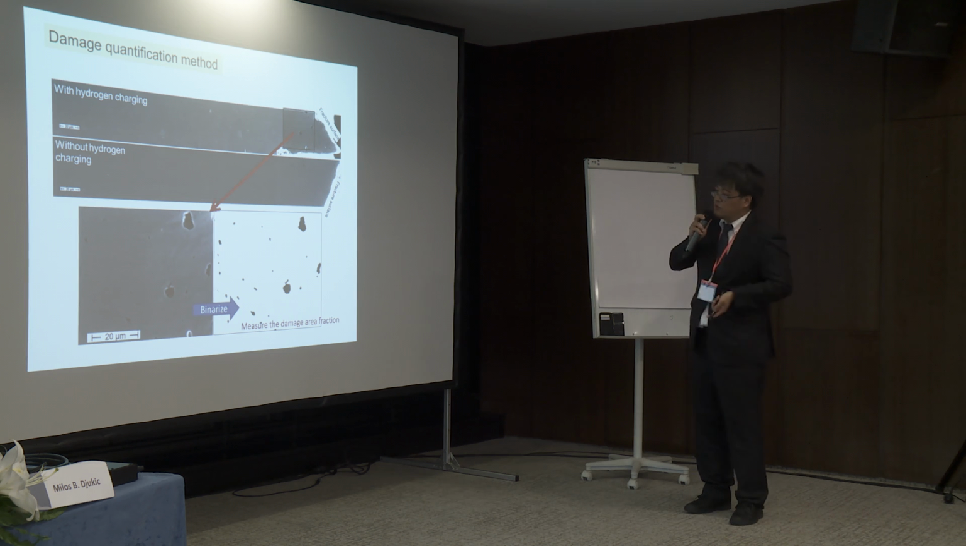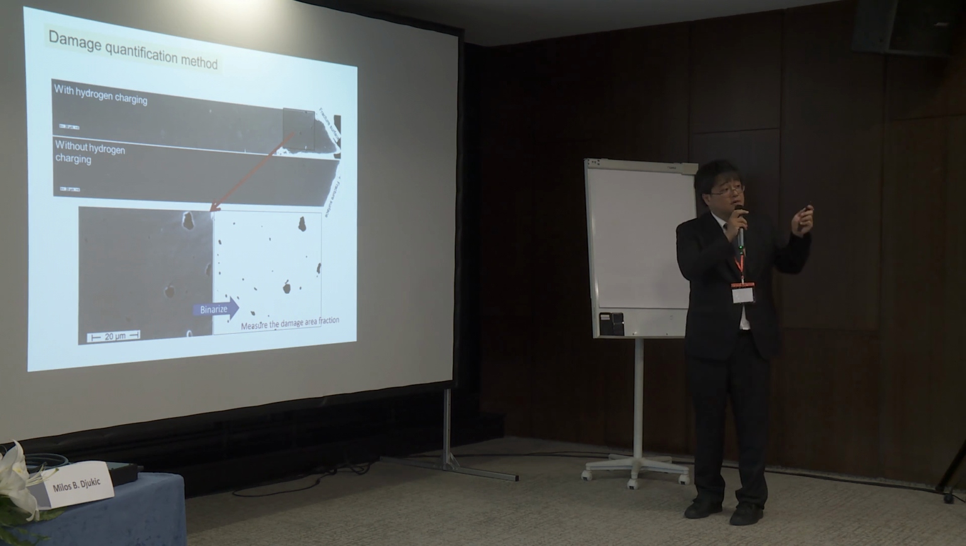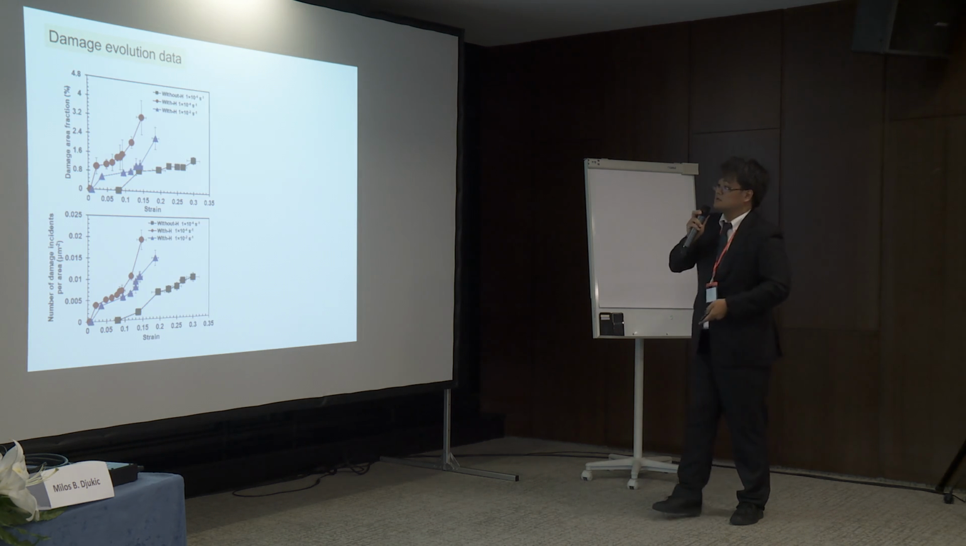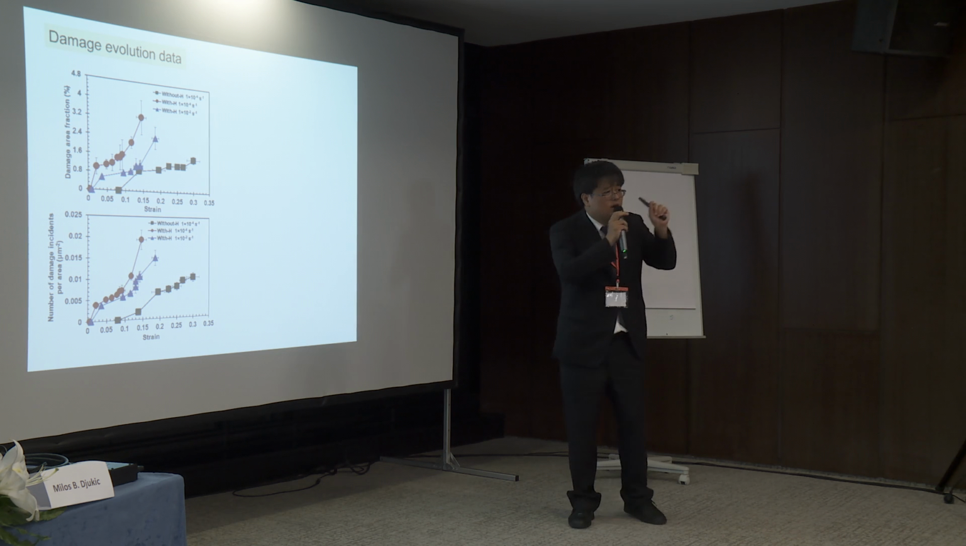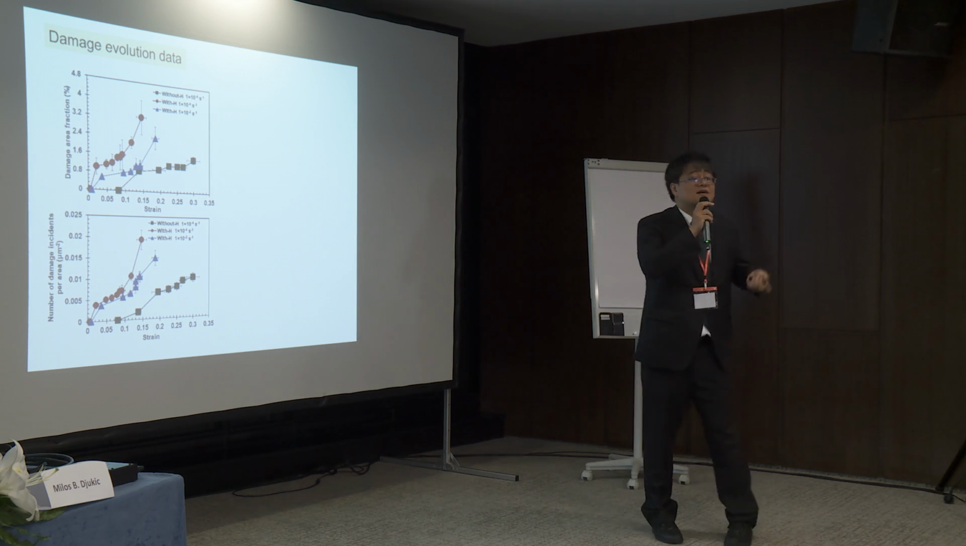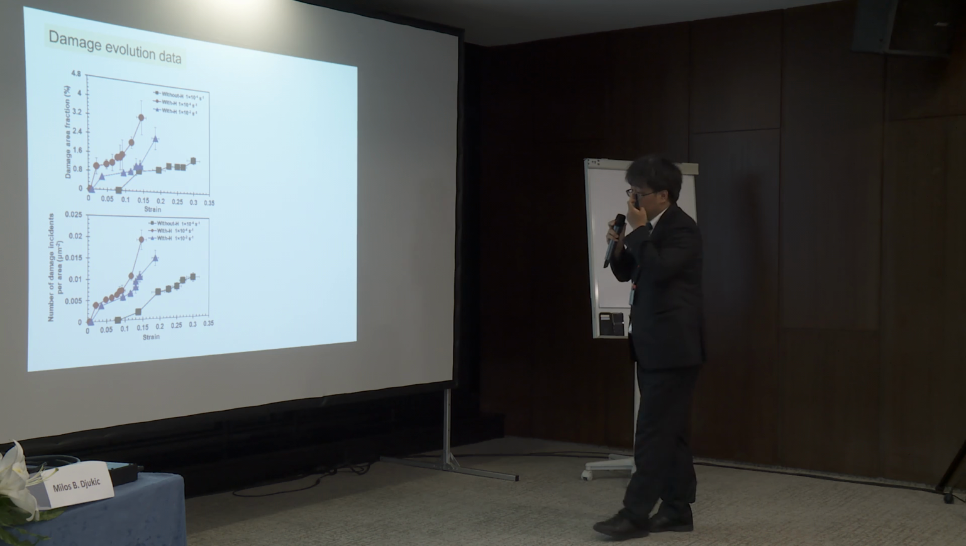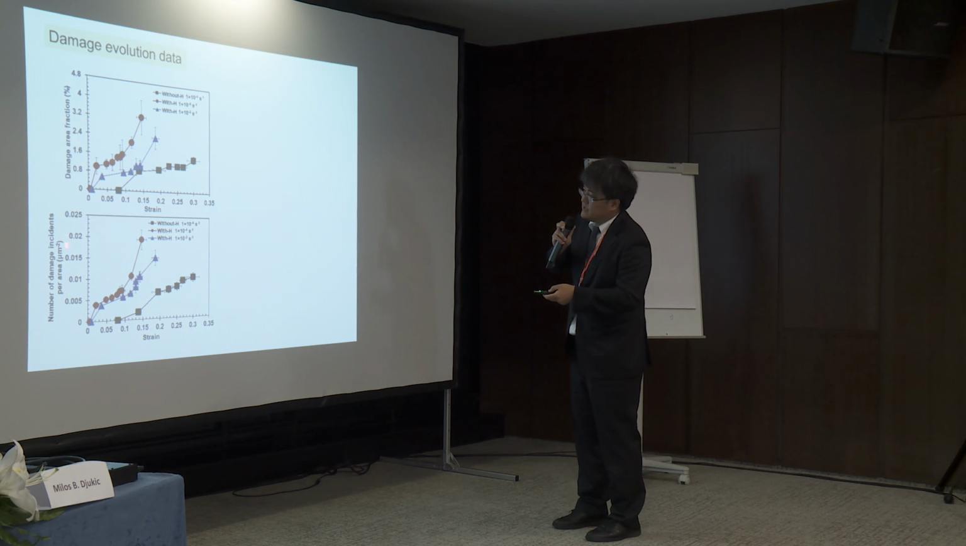Okay, then we counted the area fraction, the number of the damage, and the size. First we noted the number density of damage. We just counted 1, 2, 3, 4, 5 using normal software. Then we plotted the number density of damage against the strain.